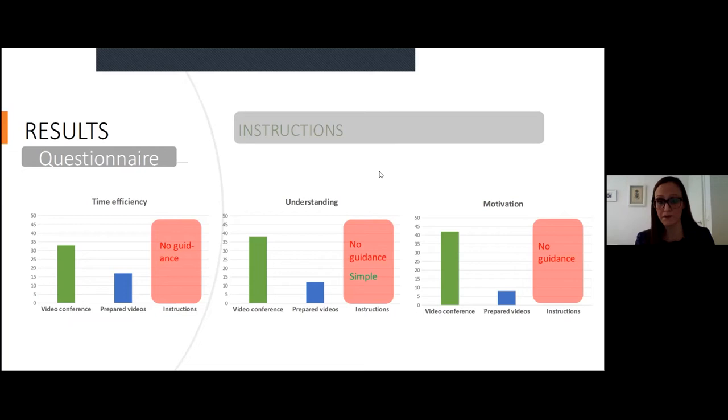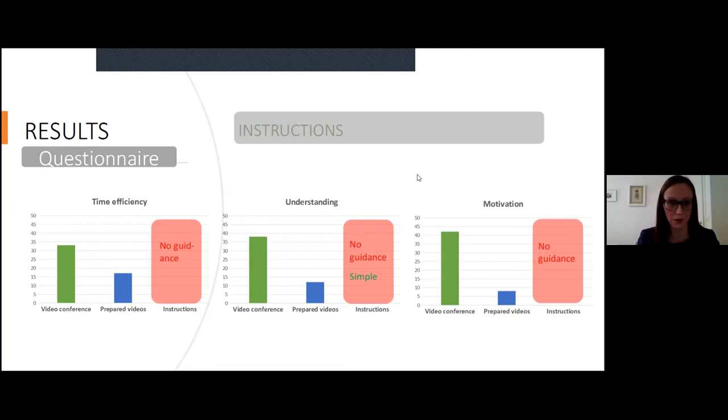The motivation level, as seen in the third plot, was also very low because there was no guidance of a teacher. So the advantage was that the instructions were written in a simple manner, but the disadvantage was that there was no guidance of a teacher.